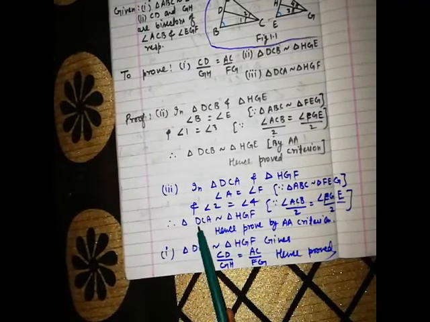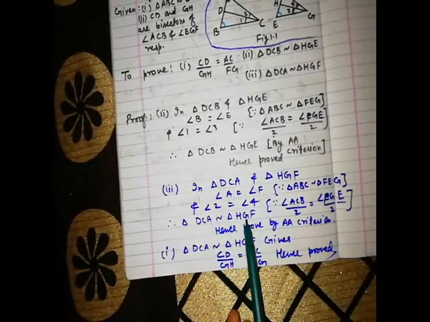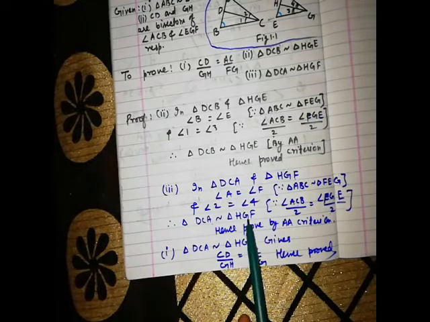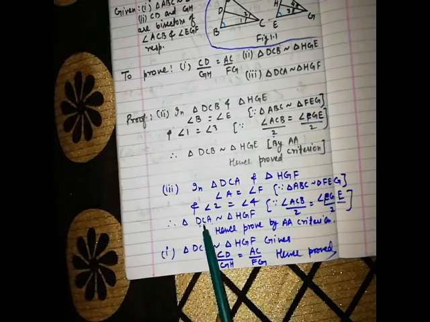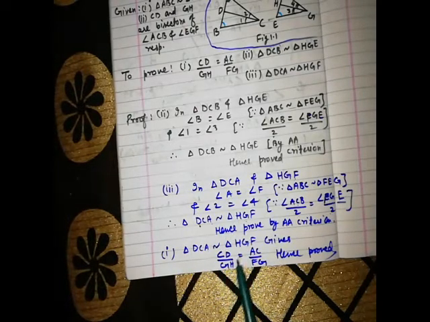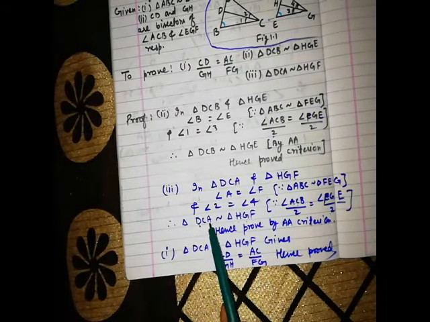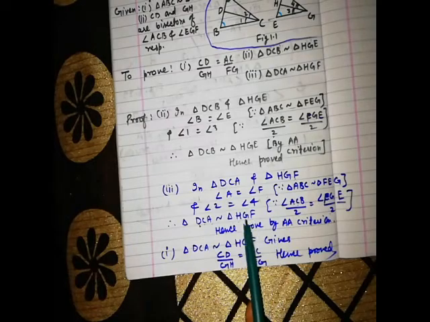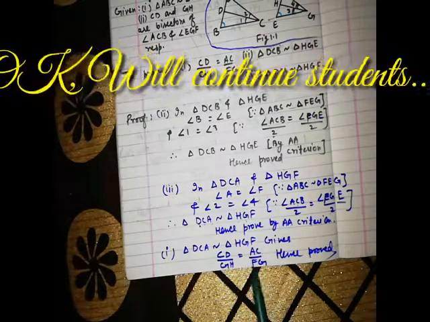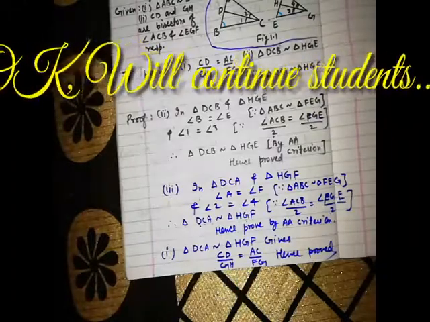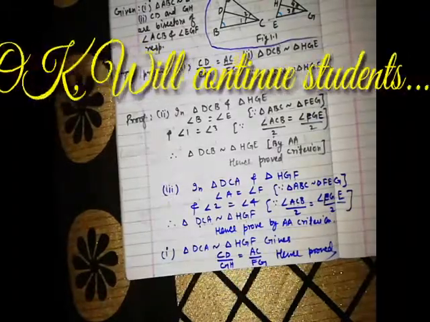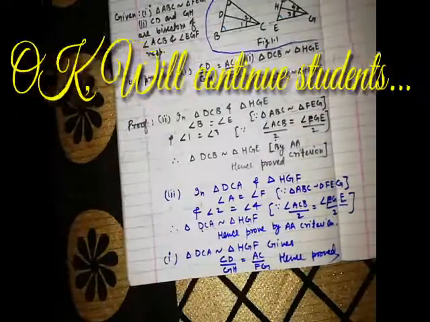Now we have triangle DCA similar to triangle HGF. We have proved this. Therefore, CD, the side made by second and first letter, upon GH, again the side made by second and first letter, is equal to AC, third and second letter. Here FG is third and second letter, and we get part first proved. This way question number 10 will be completed. Next I will be doing tomorrow.